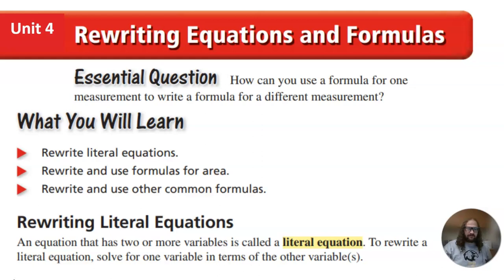Here's our Unit 4 lesson video where we learn about rewriting equations and formulas. This can be helpful in science class because the further you get in science, the more you're going to use math and wacky formulas, and being able to rearrange formulas for your benefit is going to be a valuable skill. In math, an equation that has two or more variables is called a literal equation. And we can rewrite literal equations by solving for one of the variables.